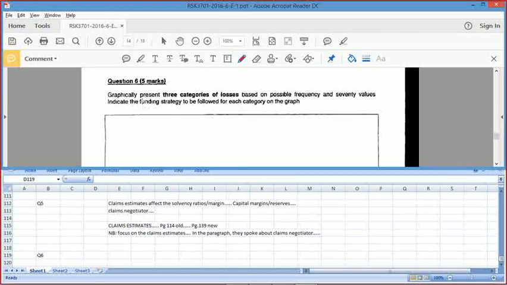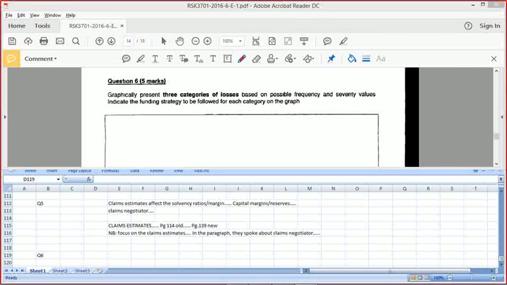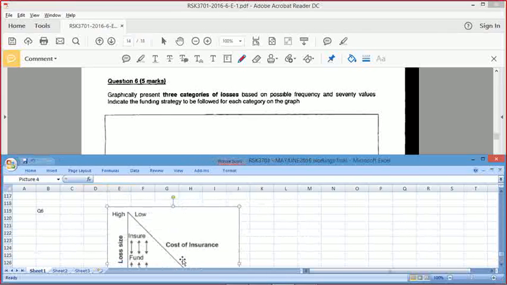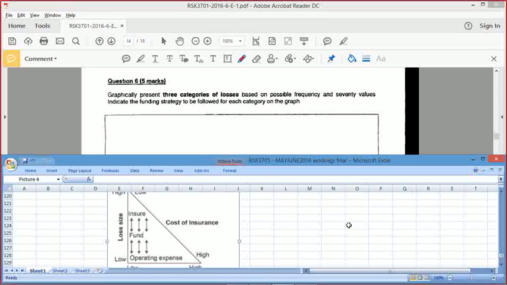Okay, graphically present three categories of losses based on possible frequency and severity. All right, this is literally a copy-paste of what they've asked in their previous exam paper. I think in 2013, 2015, 2014, in one of them, they asked for diagrams. Okay, so this is the same picture. Okay, the picture comes from the emailed page. Okay, it's this picture here. Okay, copy that, paste that here. Right, that's the picture.